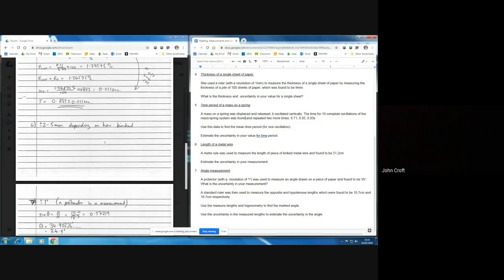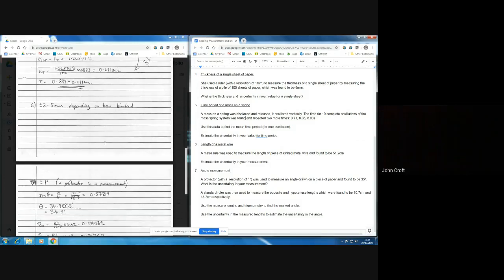Now, number 6, the length of the wire. You always need to think about the context in which the experiment is being done. The resolution, the uncertainty here, strictly speaking, is 1 millimeter. But if it's a kinked wire, you're going to be less accurate than that. So you need to make some judgment about what the uncertainty would be. AQA seem to think that 2 to 5 millimeters is reasonable, so I tend to agree with that.